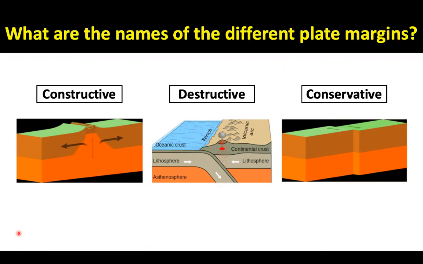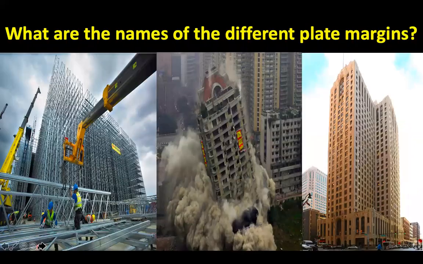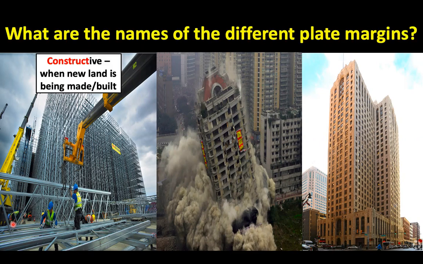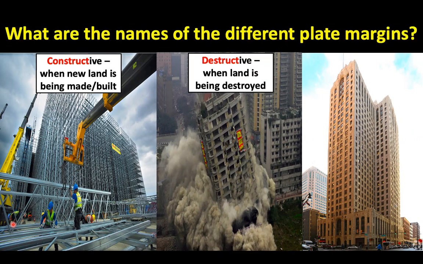To help you remember this, you can imagine it like a building. If I am building a building or constructing a building, the amount of land is increasing, or the building is increasing in size, and that is therefore a constructive plate margin when new land is being built or made. If I'm destroying a building, the amount of land decreases and is being destroyed, as you can see here on a destructive plate margin or plate boundary.